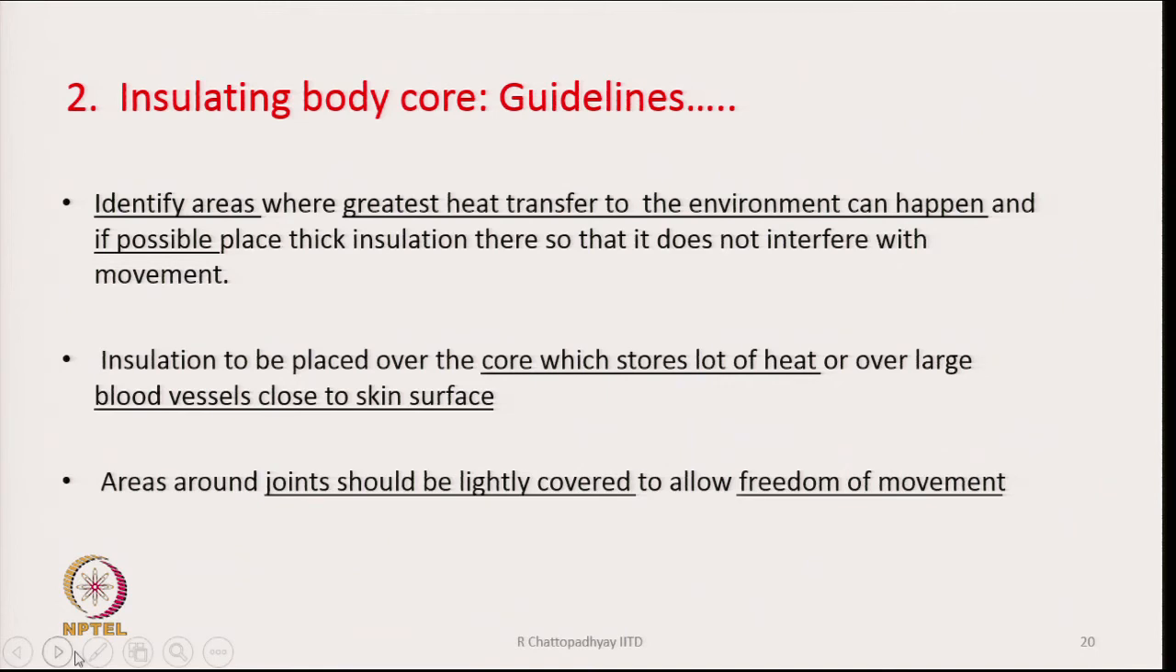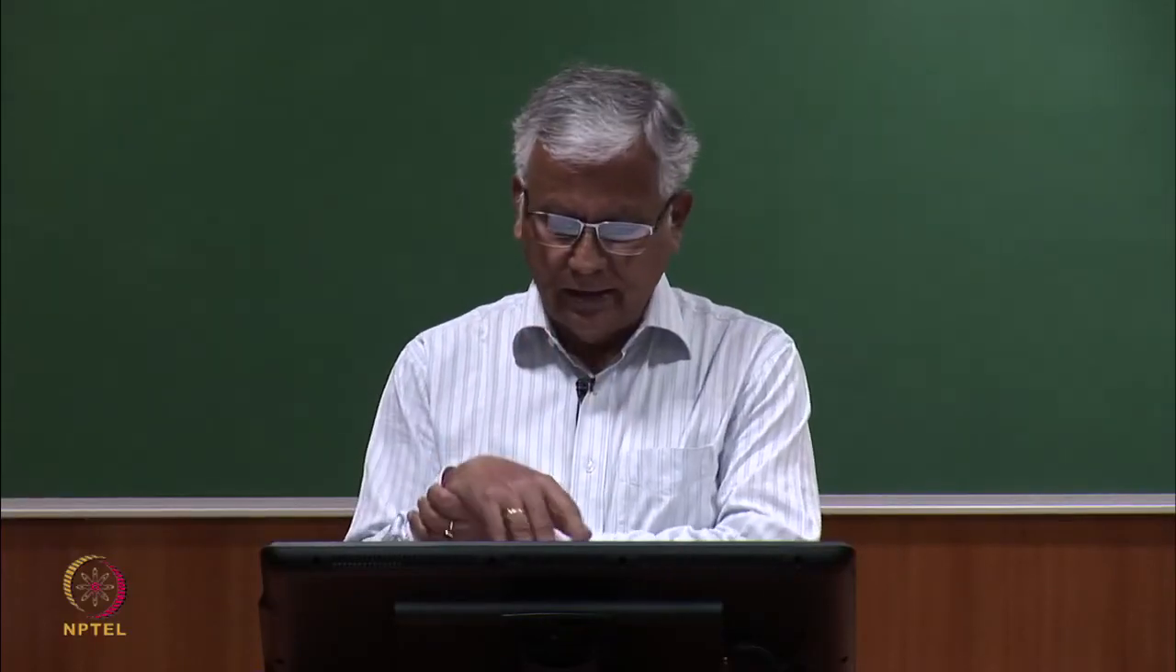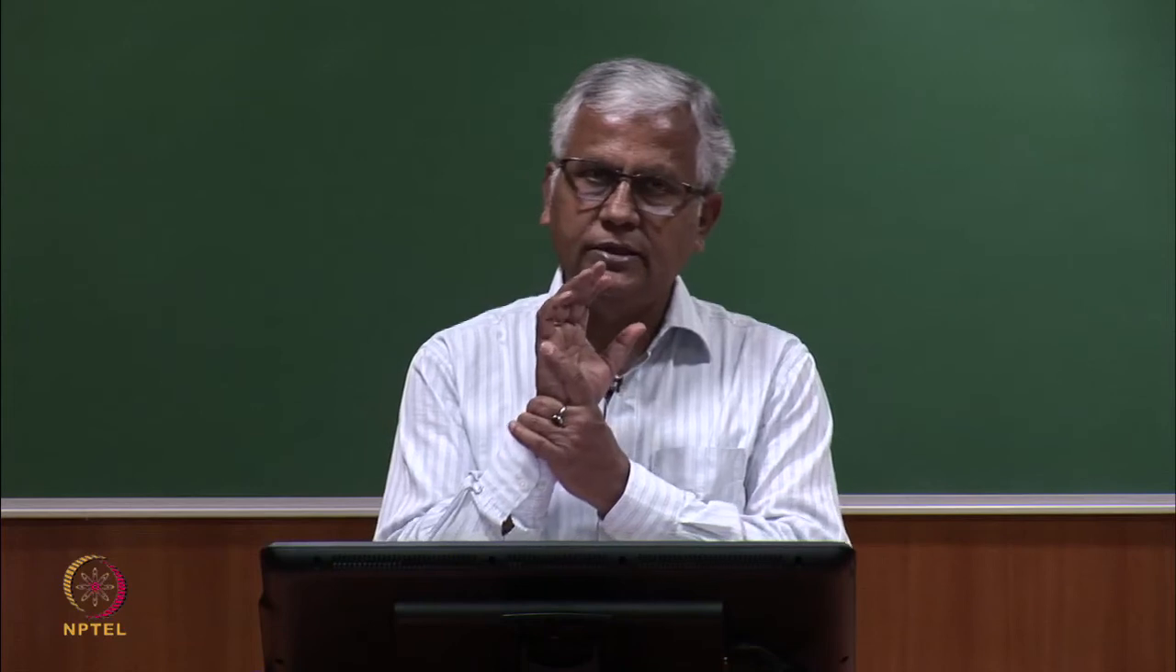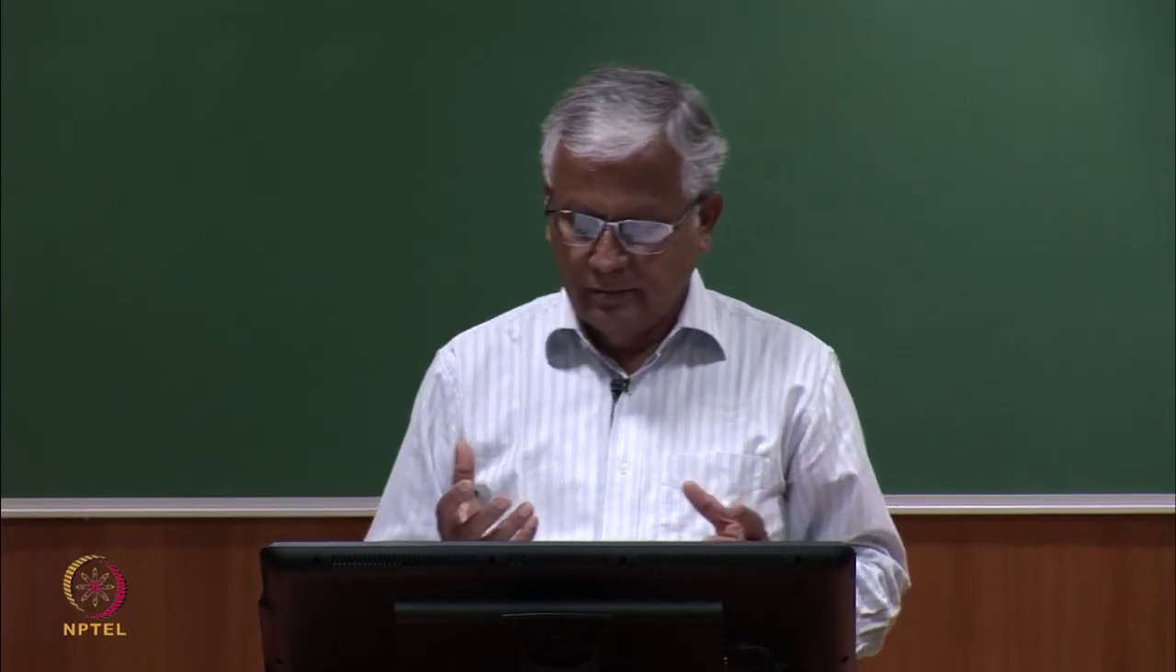Areas around joints should be lightly covered to allow freedom of movement. Wherever we have joints, let us say the knee is a joint, the elbow is a joint, the wrist is a joint, we have to ensure that the joints can move easily. So, the fabric or layers of fabric used in these regions can be a little thinner, so that freedom of movement is allowed.